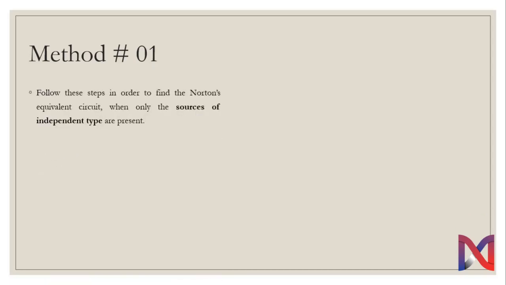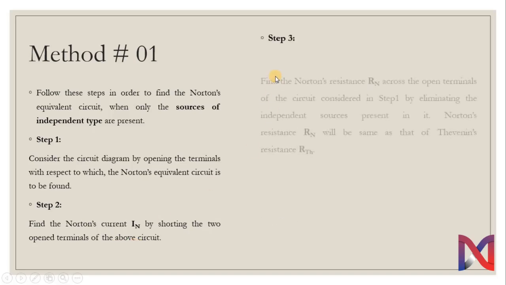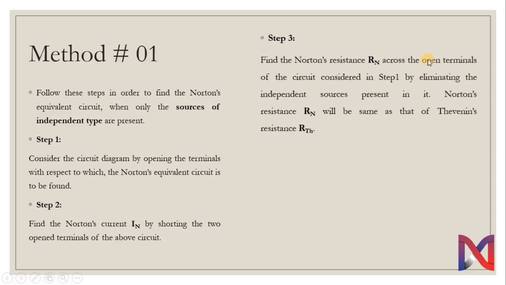There are different methods to follow for solving the Norton theorem. First method is when you have sources of independent type in the circuit. Step 1 is you have to consider the circuit through opening the terminals with respect to which the Norton equivalent circuit is to be found. Step 2 is finding the Norton's current IN by shorting the two open terminals of the circuit. Step 3 is finding the Norton resistance across the open terminals of the circuit as considered in step 1 through elimination of independent sources present in the circuit.